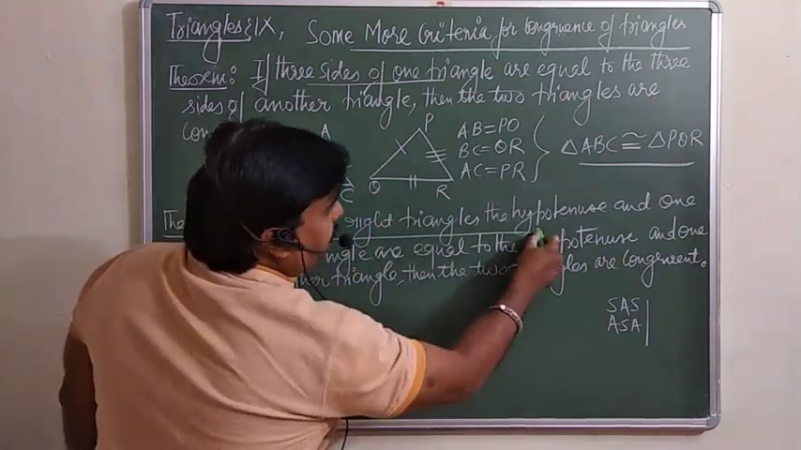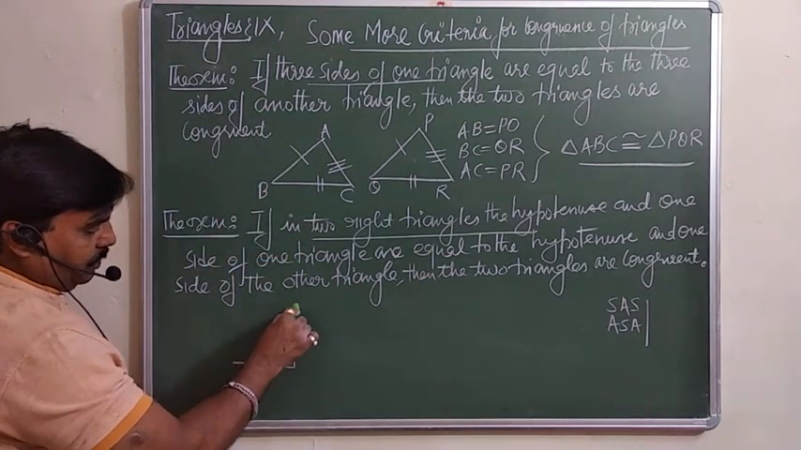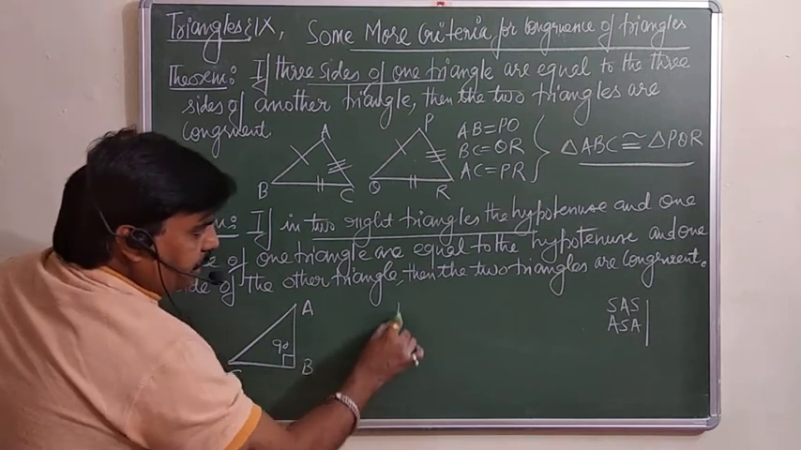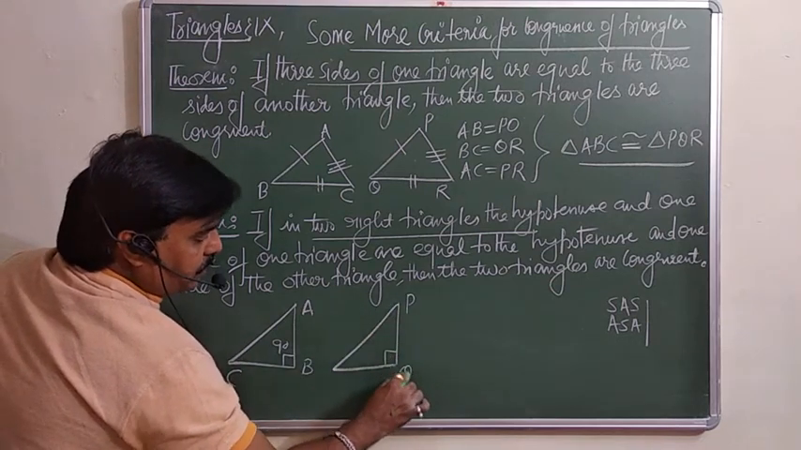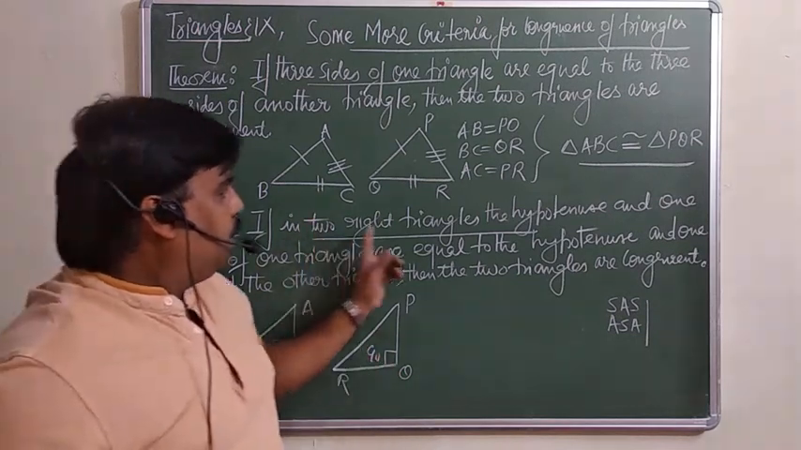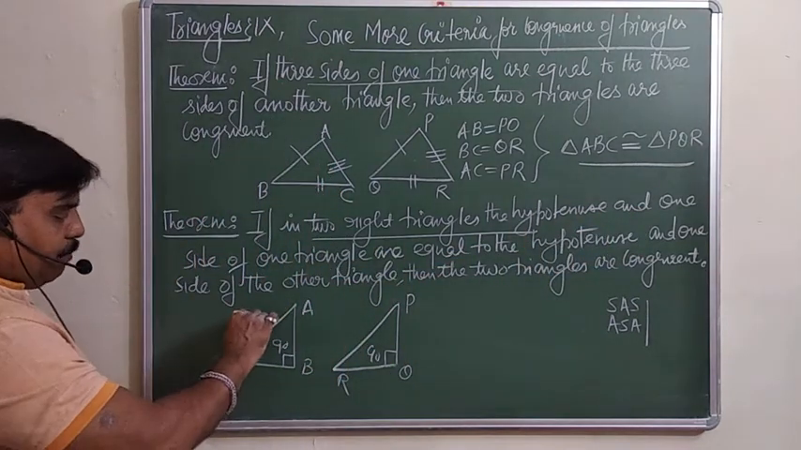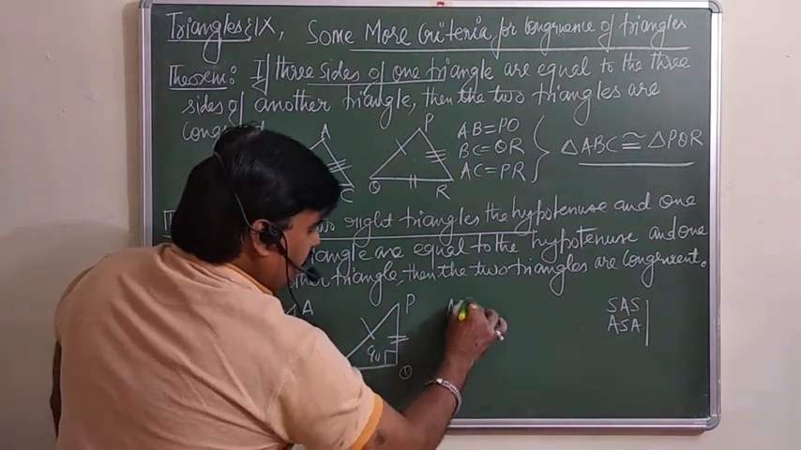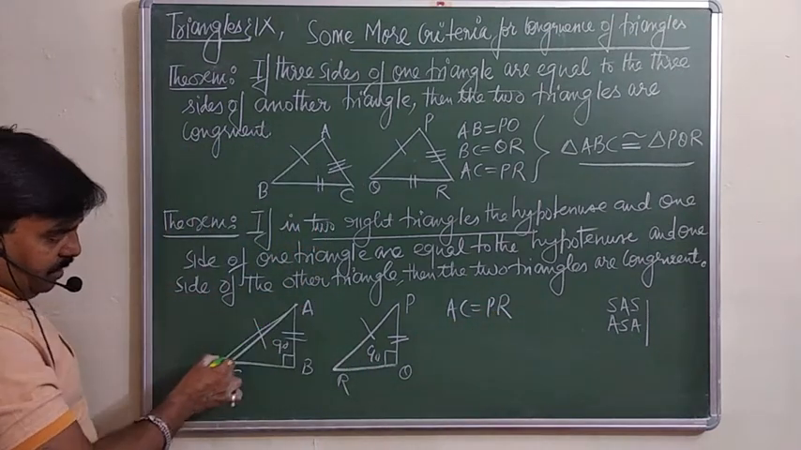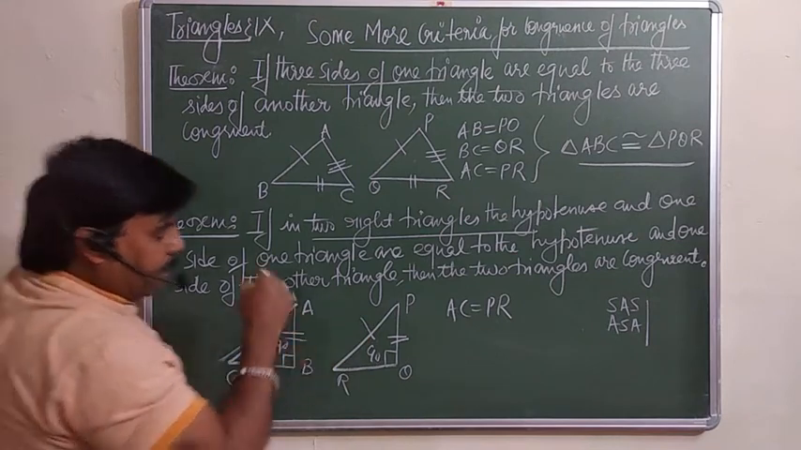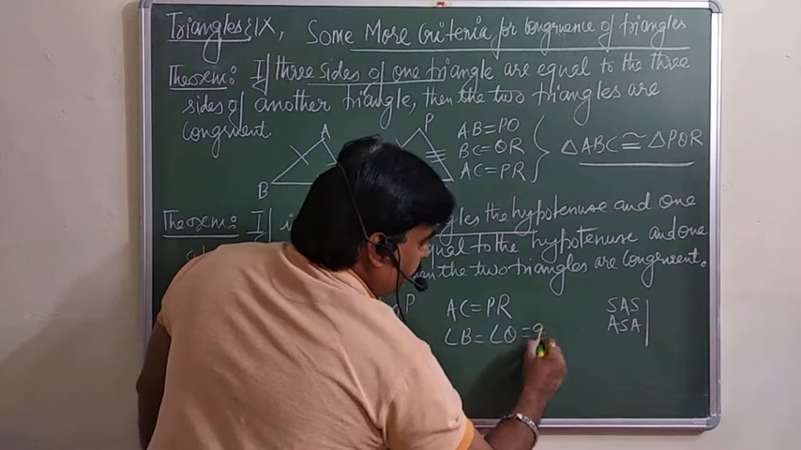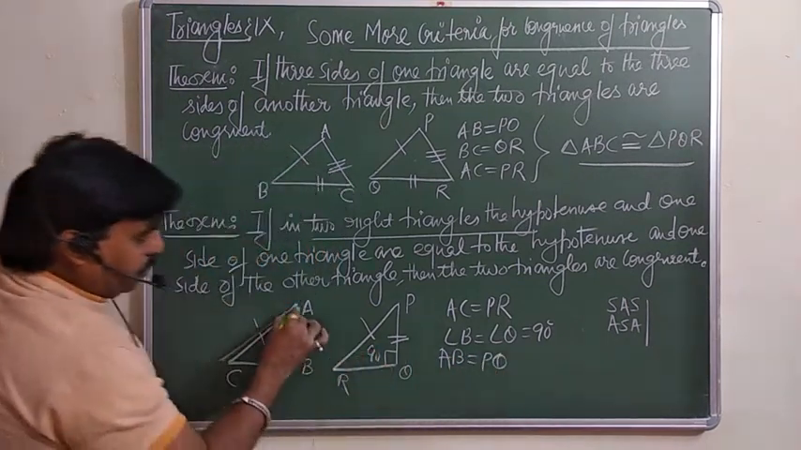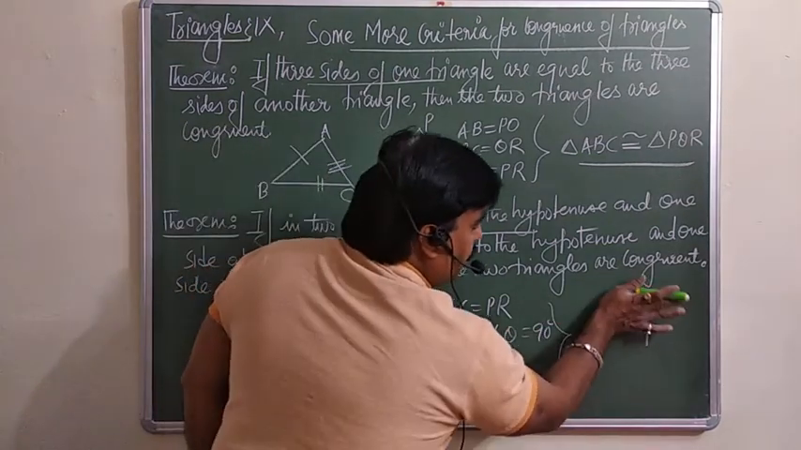Similarly, suppose two right triangles are given. We take triangle ABC with right angle at B, and another triangle PQR with 90 degrees at Q. If in two right triangles the hypotenuse and one side are equal, that is, AC is equal to PR, the hypotenuses are equal, angle B is equal to angle Q, which is 90, and one of the sides, AB is equal to PQ, then you can declare both the triangles congruent.